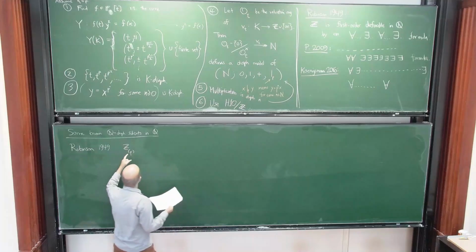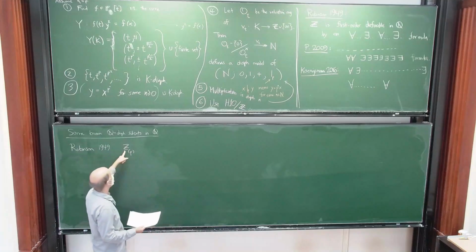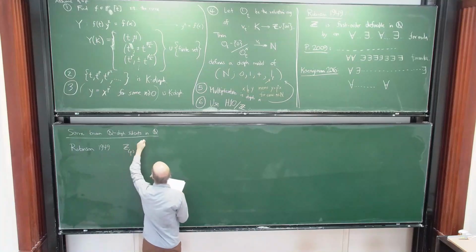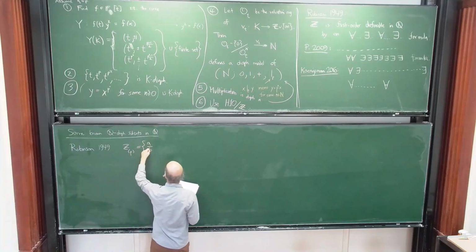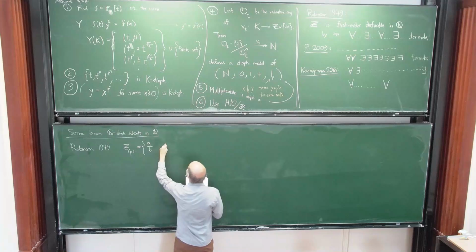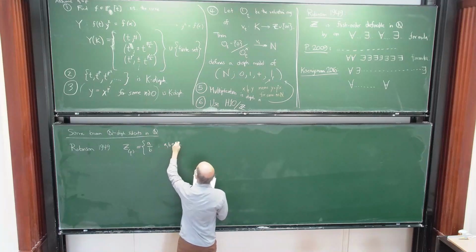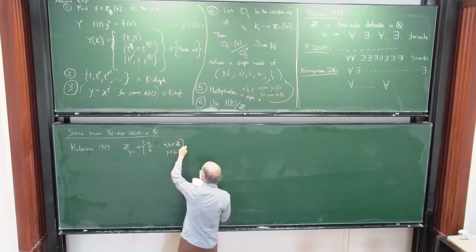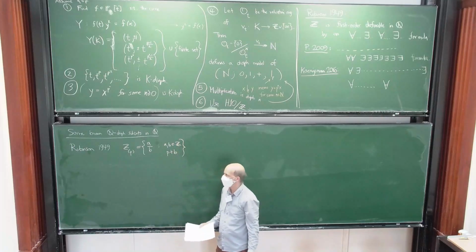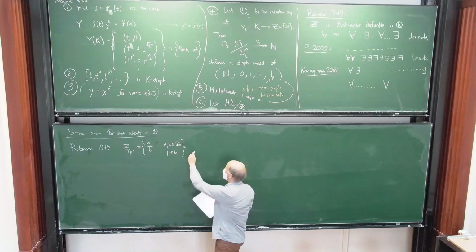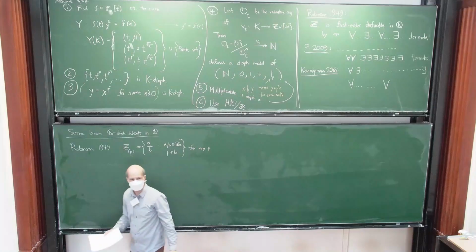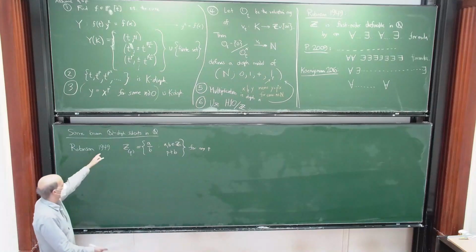So this is the localization of Z at the prime ideal P. Concretely, it's the set of rational numbers such that the prime P does not appear in the denominator. And for any prime P, Julia Robinson showed that this was definable by using quadratic forms.